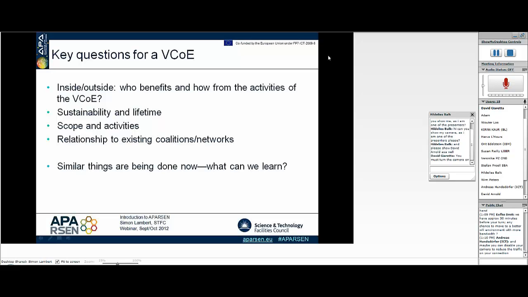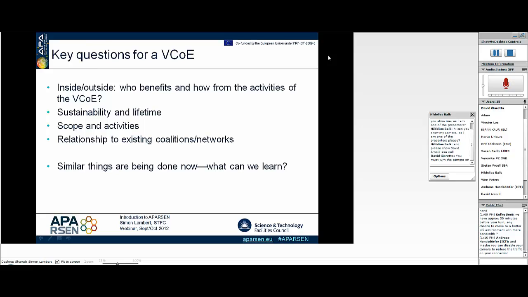But of course, the VCOE is not defined by those statements. There are many different forms it could take. And I've listed here some of the most important things that I think we'll need to answer in the lifetime of APARSEN. The first question is that of inside and outside. Who benefits and how do they benefit from the active VCOE? Is it for the benefit of members only, or does it, for example, offer services to people outside the virtual centre?